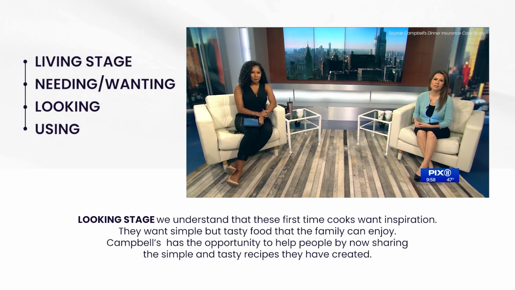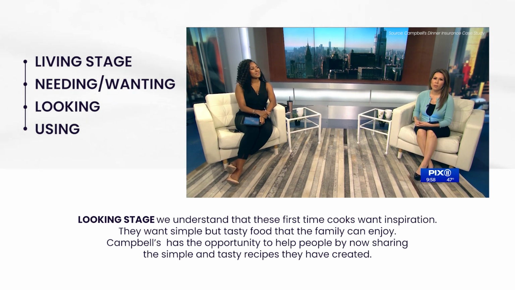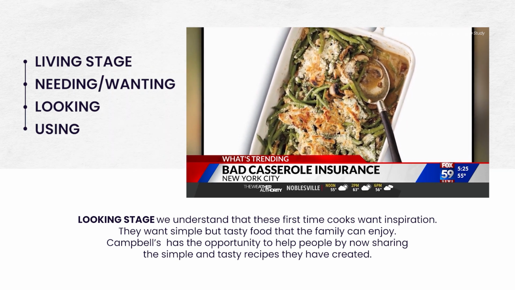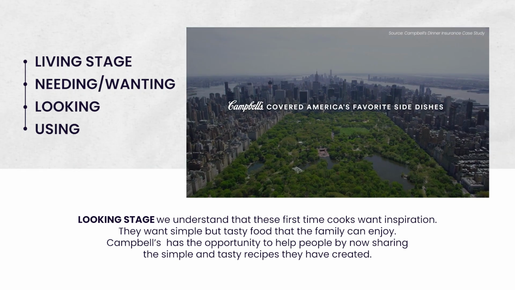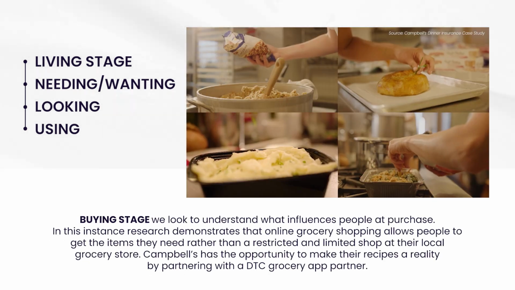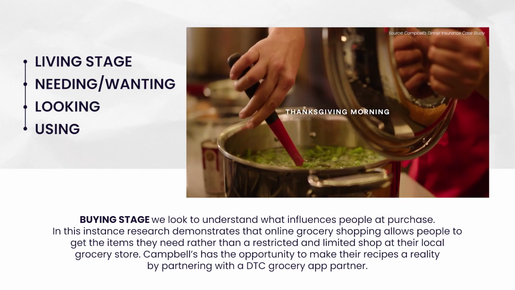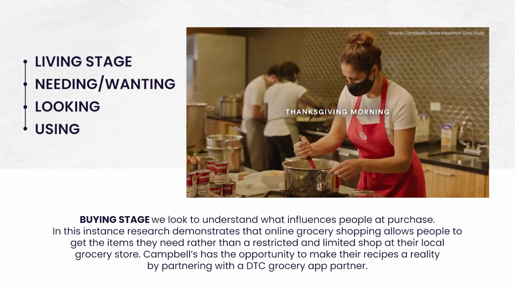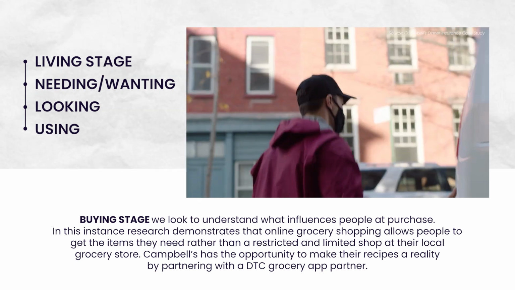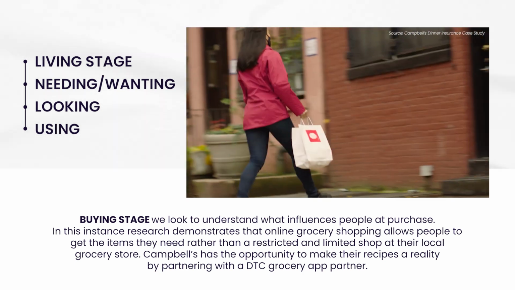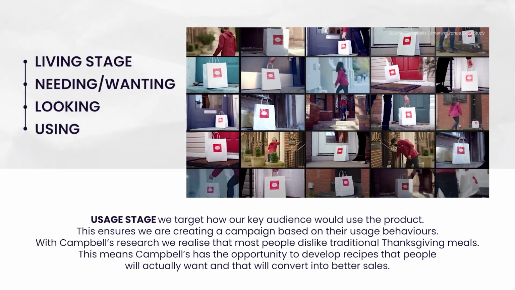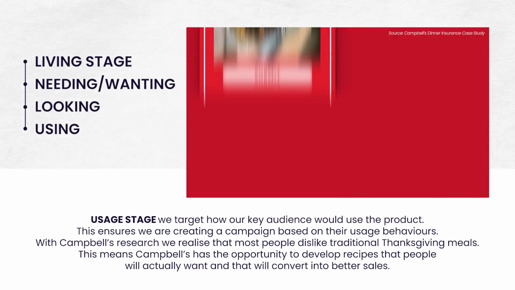Moving into the looking stage, we understand that these first-time cooks want inspiration. They want simple but tasty food that the family can enjoy. Campbell's has the opportunity to help people by now sharing the simple and tasty recipes they have created. At the buying stage, we look to understand what influences people at purchase. In this instance, research demonstrates that online grocery shopping allows people to get the items they need rather than a limited shop at their local grocery store. Campbell's has the opportunity to make their recipes a reality by partnering with a D2C grocery app partner. Finally, the usage stage, we target how our key audience would use the product. This ensures we are creating campaigns based on their usage behaviors.